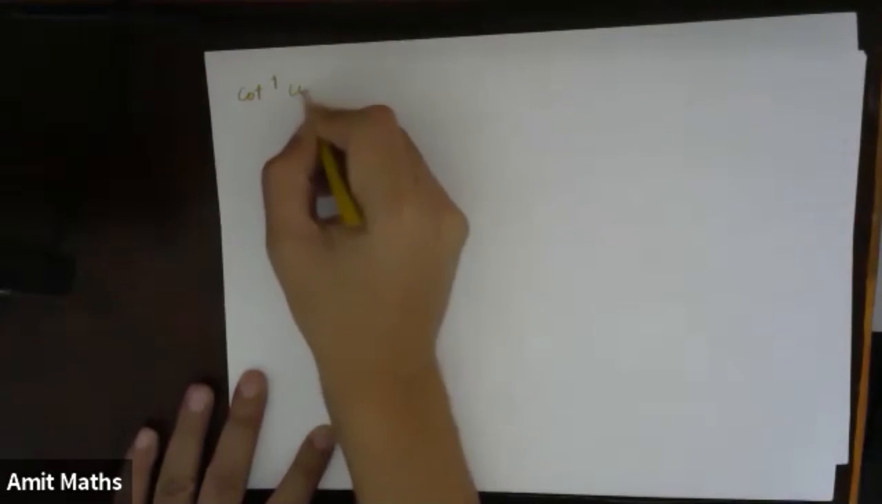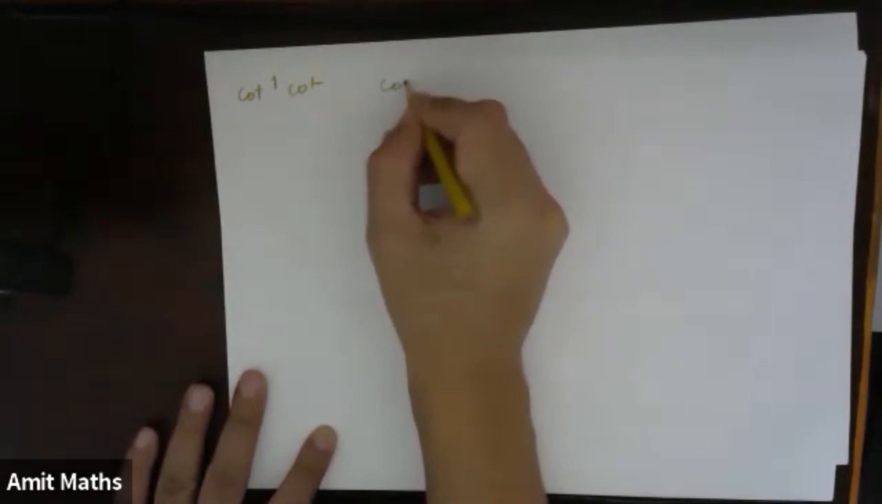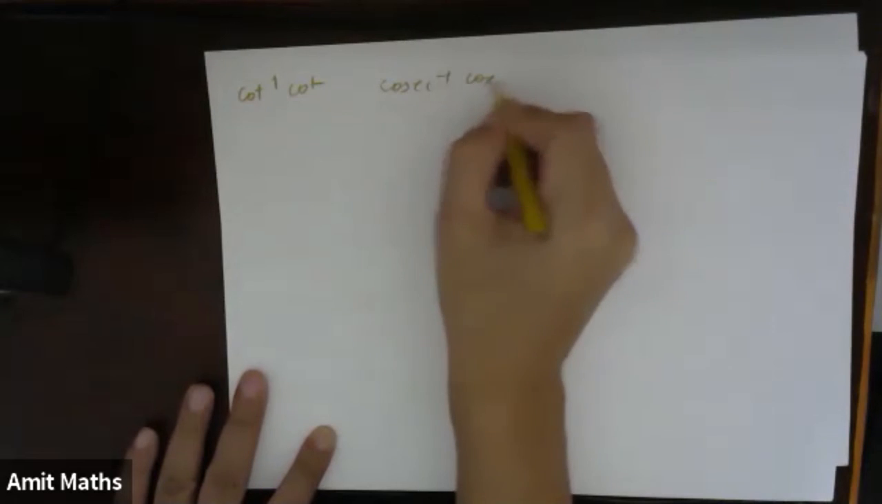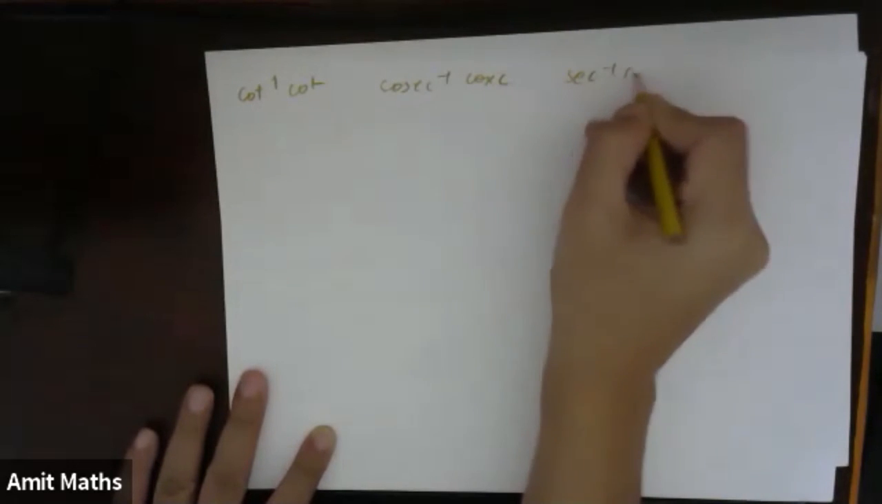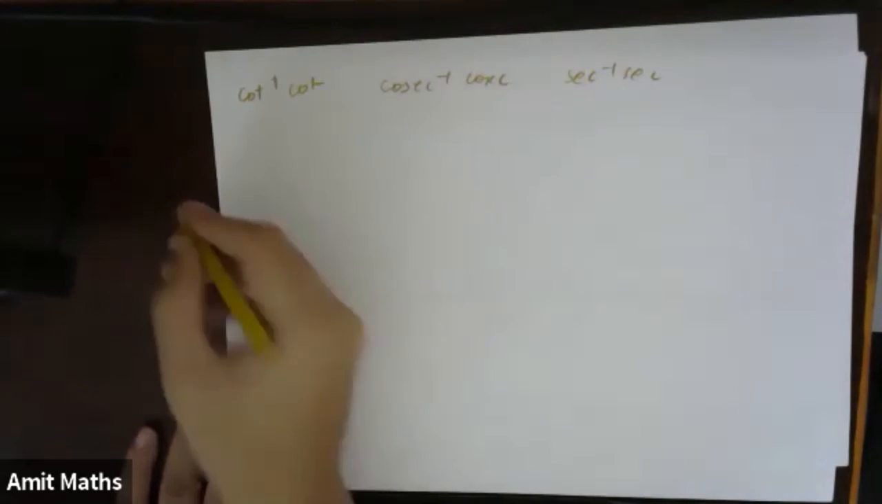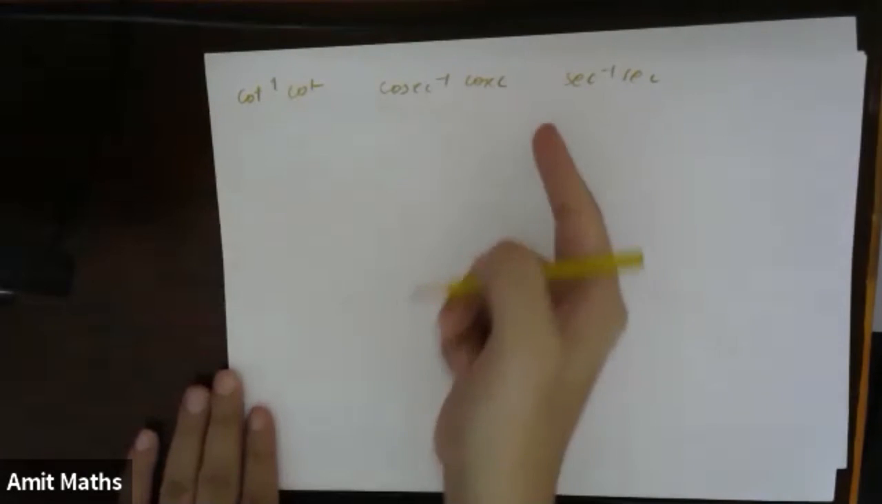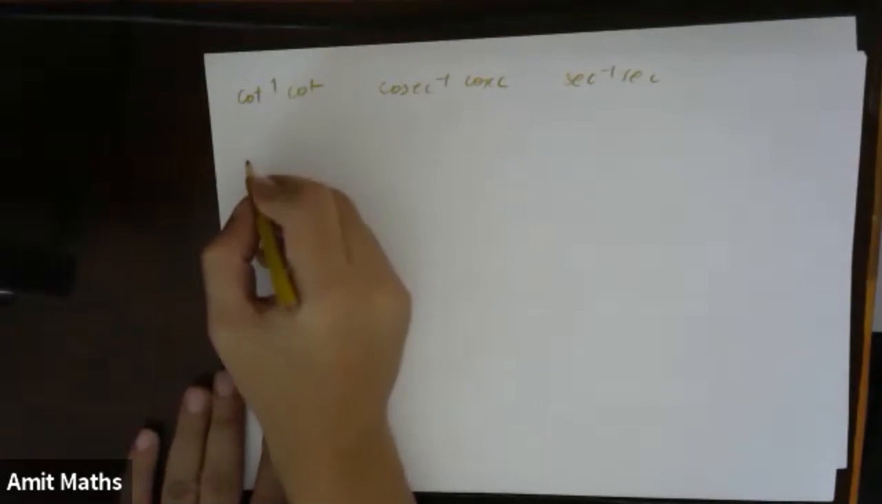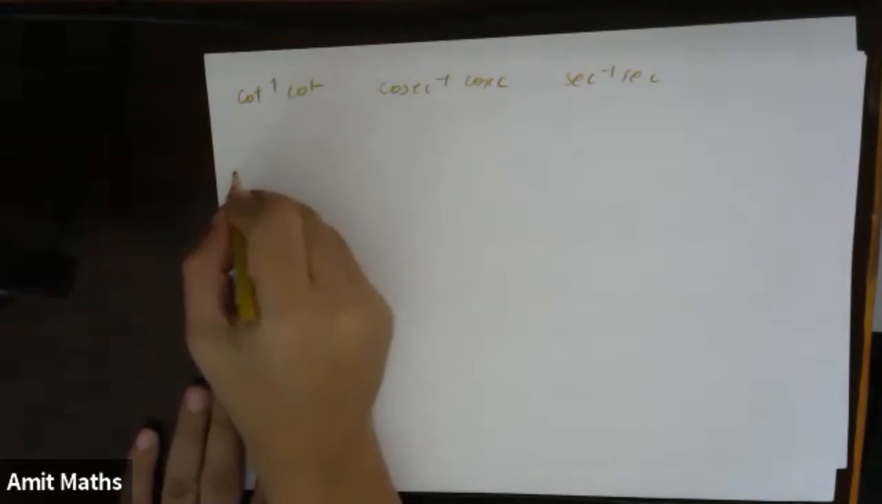Okay, so write the homework questions. First, you have to draw cot inverse cot, cosec inverse cosec, and sec inverse sec. These are the three graphs which you have to draw, the three things which you have to check.